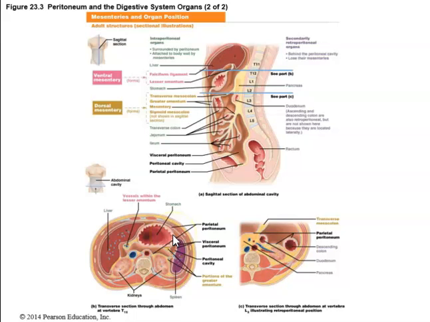Now, a transverse section through the abdomen at vertebral level L2, you can actually see some of the retroperitoneal structures. So, for example, if we know that this is the parietal peritoneum, then going towards the dorsal wall, you can see part of the kidney. There's a section of the duodenum that's actually retroperitoneal. And then, of course, part of the pancreas is also retroperitoneal, meaning it's behind the peritoneal cavity.